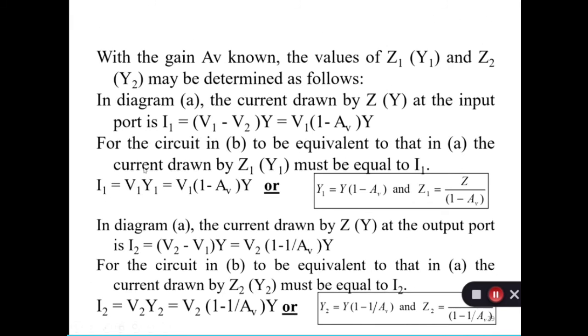So this I1 which you derived here, we can put as the same value like this one. So take this I1 value from here and put it here. V1 times 1 minus AV into Y. V1 cancelled out. So the remaining is Y1 equal to 1 minus AV into Y, like this one. Y1 equal to Y times 1 minus AV. It is in terms of admittance. If you want to put it in terms of Z, you can say Z1 is equal to Z upon 1 minus AV, because you know the formula to convert the impedance to admittance. So using this one, you can get the value of Z1 of the left hand side.